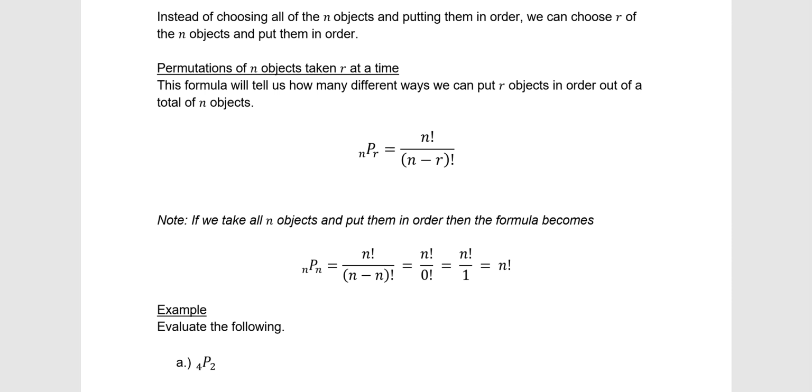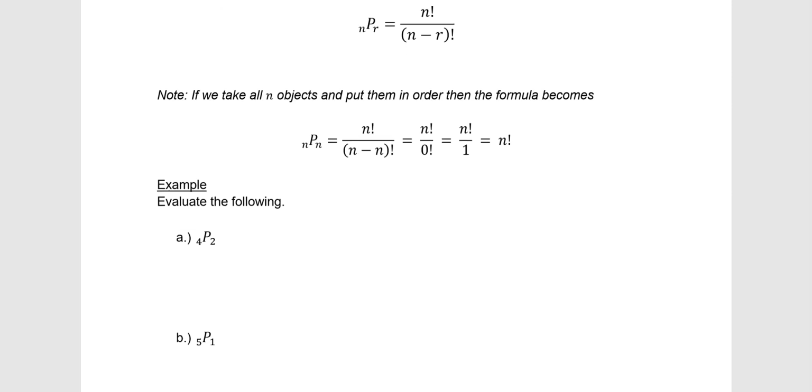And the formula that we get for this is going to be written like this. nPr equals n factorial divided by (n minus r) factorial. So you have to subtract the n minus r first in the denominator and then take the factorial of that.